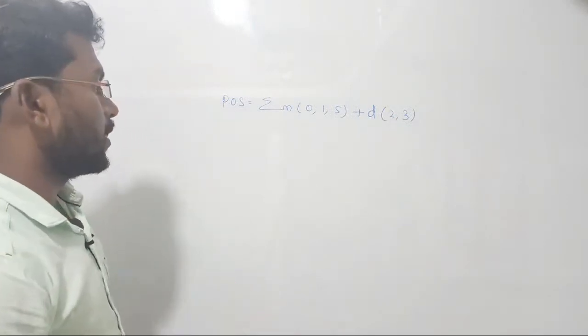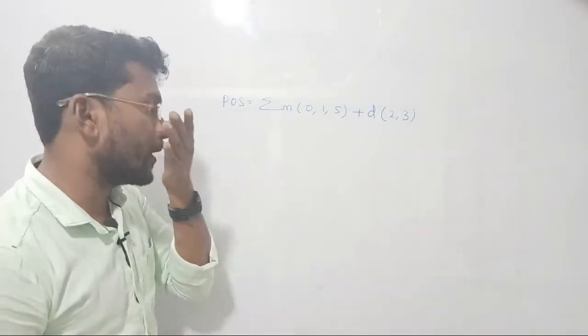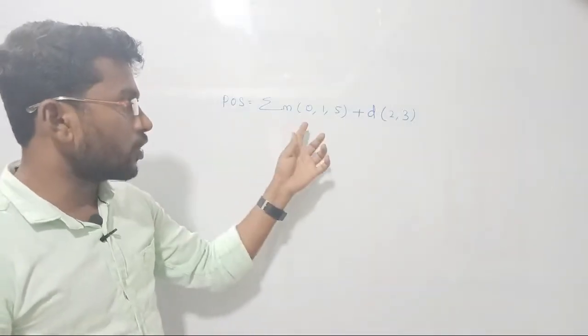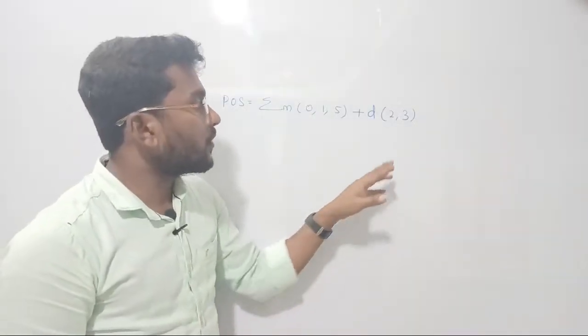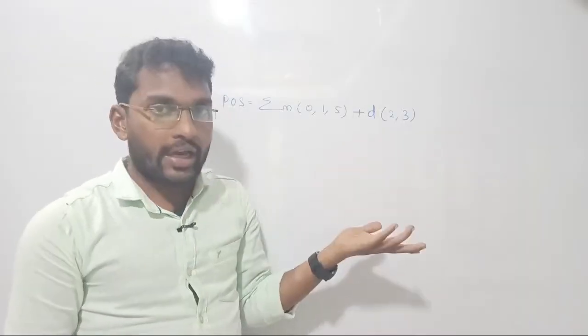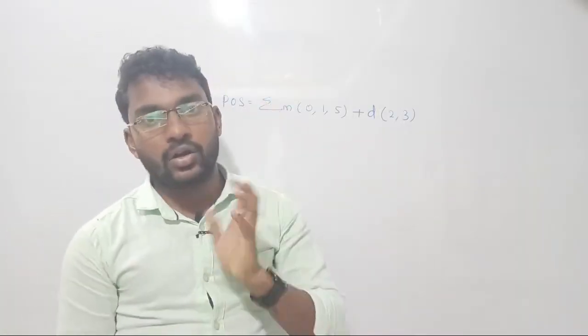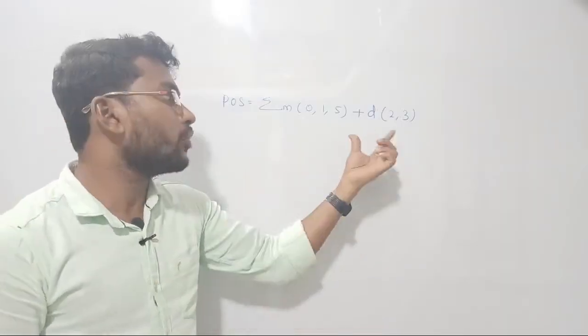The meaning is, in this product of sum, the ones we are effectively using are 0, 1, 5, right? So we are using these 3 people effectively. But these 2 and 3 are available. They are called don't care. Actually, you need not care about them. If there is any necessity, if you have some purpose, you can use them.